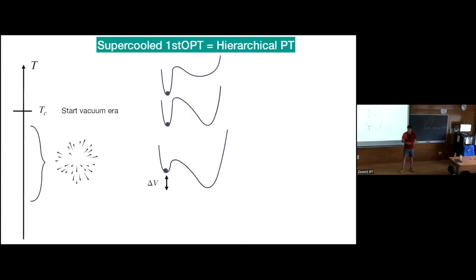So first, let me remind you what a supercooled phase transition is. Basically, it's a phase transition of first order, which is hierarchical, which means you have two scales with a large hierarchy between them. The first scale is Tc, the critical temperature, when the two minima of the potential driving the phase transition coincide.